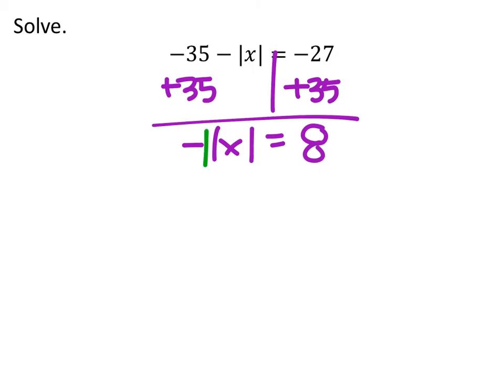And there's really a phantom 1 right there, so I'm going to divide both sides by -1. I know some of you guys would just say, well, I'm going to move the negative to the right side. That's fine. It's the same thing. So now I get 1 right there. It's a phantom 1. The absolute value of X now equals -8.